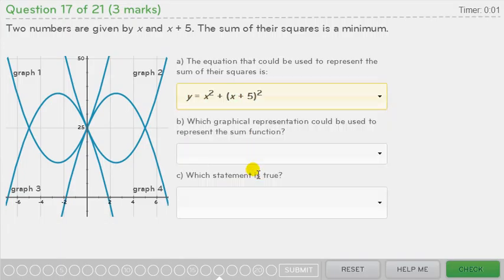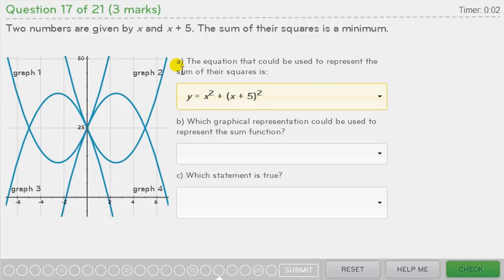Perfect. Now what I need to do is figure out which graphical representation is used to represent the sum of this function. So I need to be able to add up this whole function here. In order to figure out which graph matches this function, I'm going to have to do a little bit of work. First, because all of my coefficients are positive, I know that my a value will also be positive. Therefore, it has to be either graph 1 or graph 2 opening upwards.